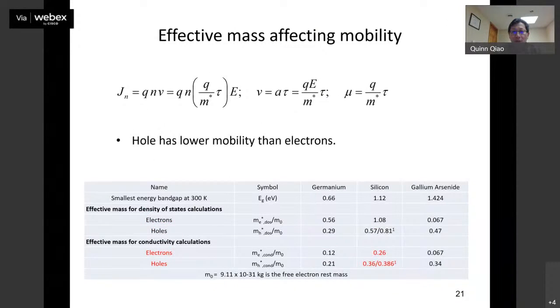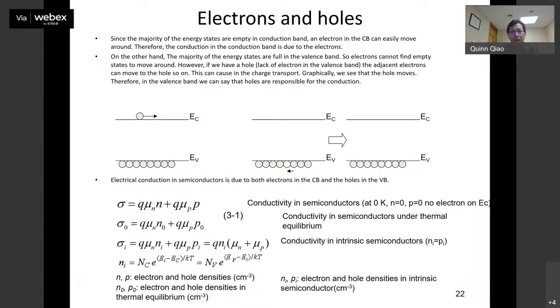Here we talk about conductivity. The current density is equal to conductivity multiplied by E. Conductivity is equal to this expression. When you think about conductivity, as we just mentioned, the electron has lower mass than the hole, so it moves faster. So here it shows the electrons and holes.